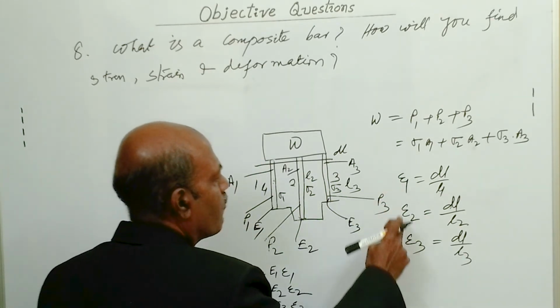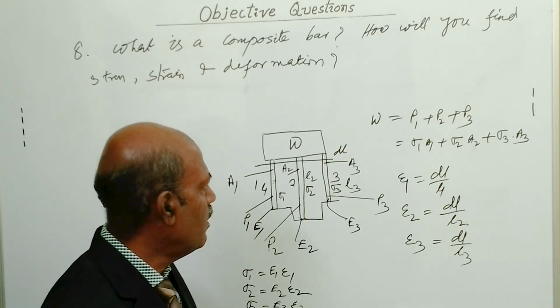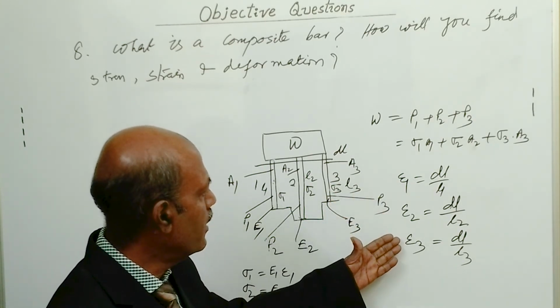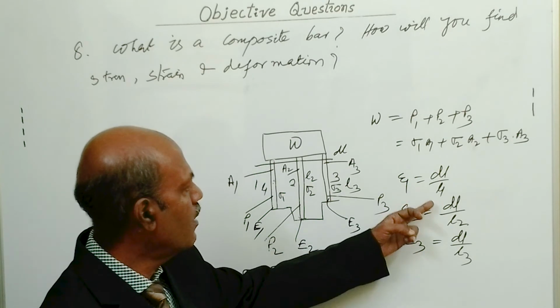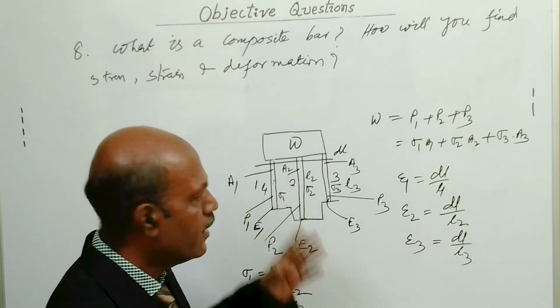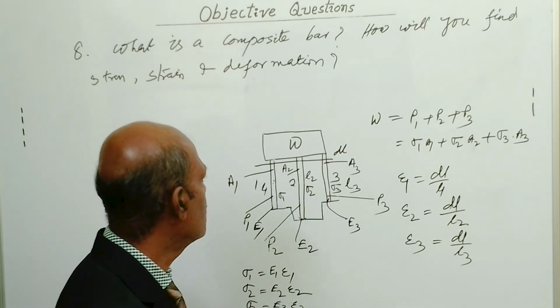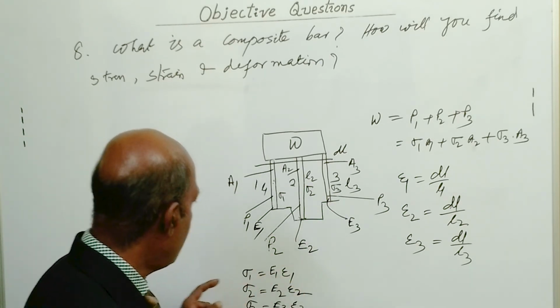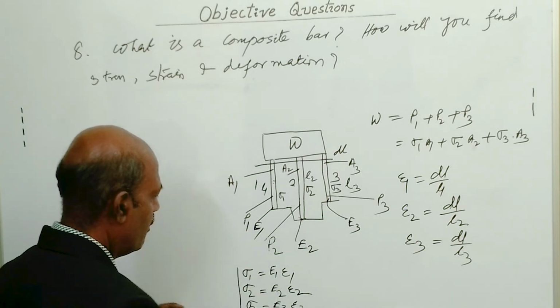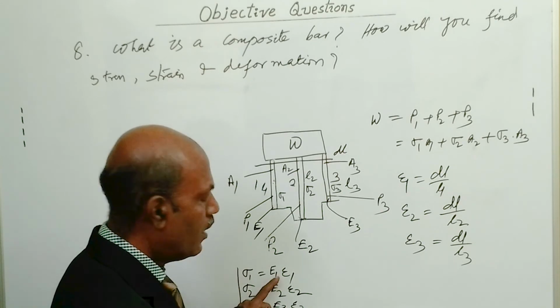Also we can find the strain produced in each member. Epsilon 1, epsilon 2 and epsilon 3 are given by dl by L1, dl by L2 and dl by L3, where dl is the common deformation produced in all the bars. And from material property, or by using Hooke's law, we can write sigma 1 is equal to E1 epsilon 1.